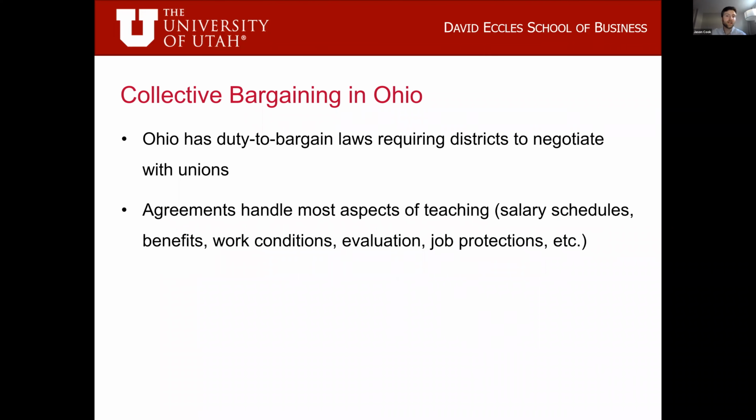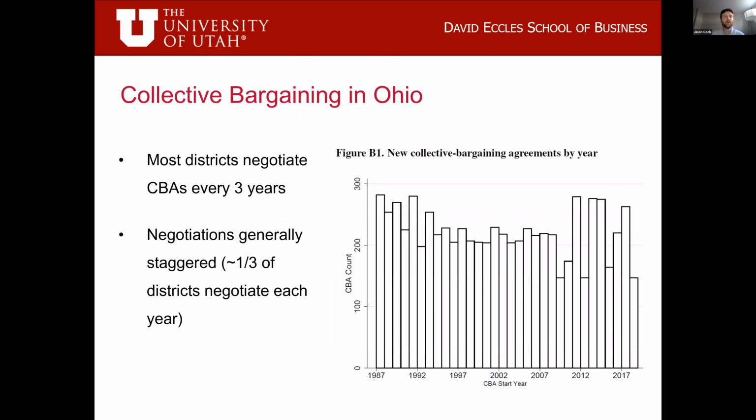Okay, so collective bargaining in Ohio. Ohio is a duty to bargain state. The districts have to negotiate with teachers' unions. These contracts are extremely broad. They touch most aspects of what a teacher would experience in the work setting: salary schedules, benefits, evaluations, job protections, things like that. Most districts are negotiating their contracts every 3 years. And they're staggered.